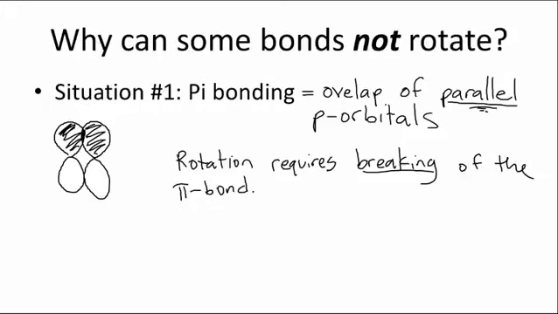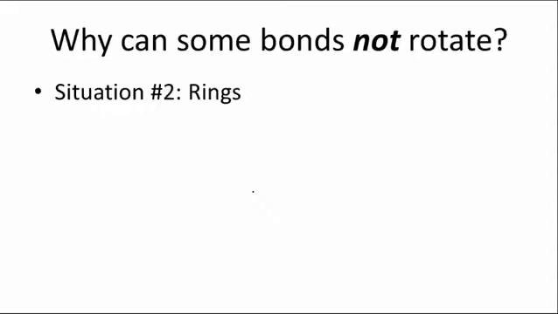All right, there's one other situation where you're not going to have free rotation around bonds. You might have some rotation, but not free rotation around bonds. Anyone think of a separate situation that would prevent me from rotating around a bond? It doesn't involve pi bonding necessarily. A cycle, having rings, cyclic molecules.